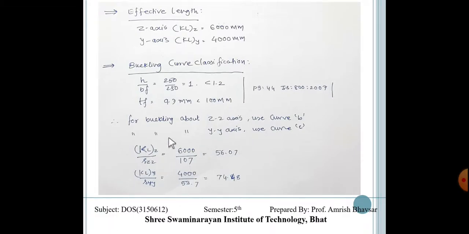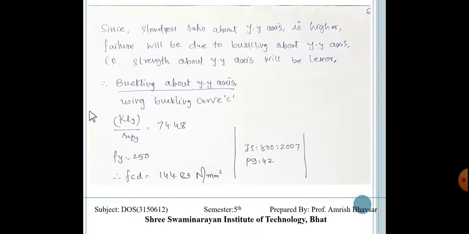Now here the slenderness ratios about different axes are different. Since the slenderness ratio about YY is higher, failure will be due to buckling about the YY axis. So strength about the YY axis will be lesser. Now buckling about YY axis, that is c class. So KL upon ryy is equal to 74.48. So we will get fcd, that is 144.83 from page number 42 of IS 800.